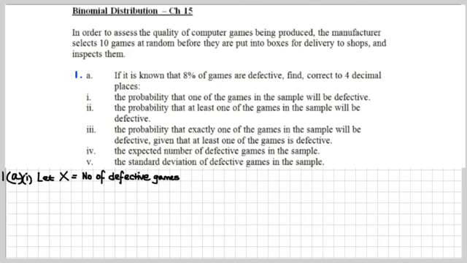Now, I always start off with this statement because I like to be grounded and I like to know what my random variable is. Otherwise, you can just get a woolly thinking syndrome with this stuff and you really don't know where you are. So I start off: let capital X be the number of defective games. So what are we doing? If it is known that 8% of games are defective, find correct to 4 decimal places the probability that one of the games in the sample will be defective.